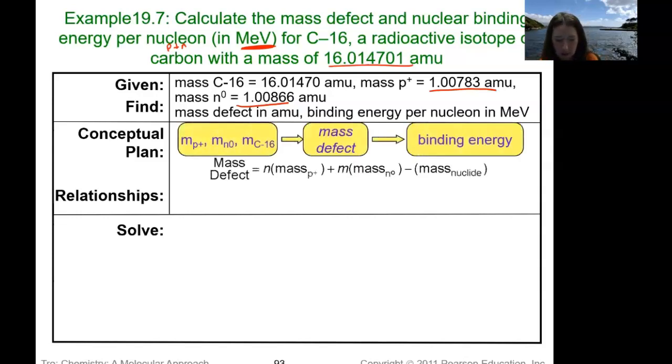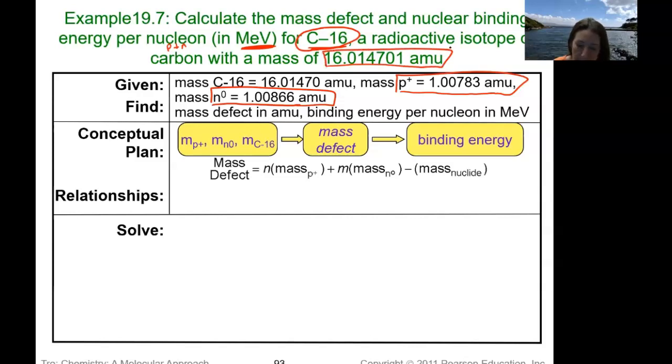Okay, so when we do this, there's going to be a difference. Remember what mass defect is saying. We're not going to do this for fission, we're just going to do it for carbon-16. You can see here, when we add up the number of neutrons and the number of protons in carbon-16, this is what it should add up to, but it's not going to add up to that, right? That's the mass defect.